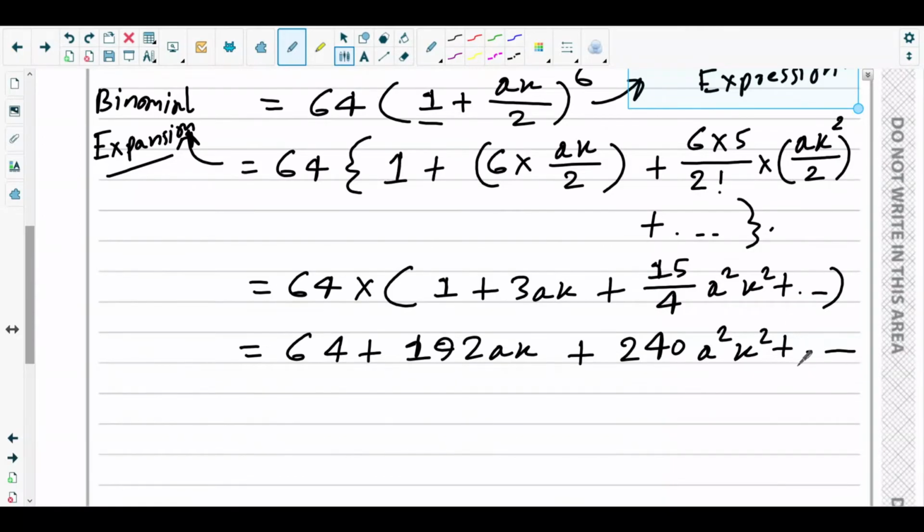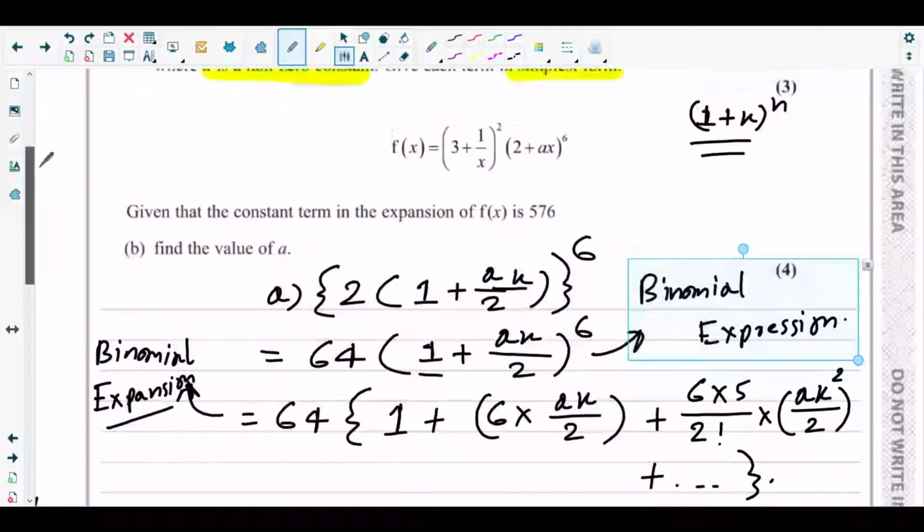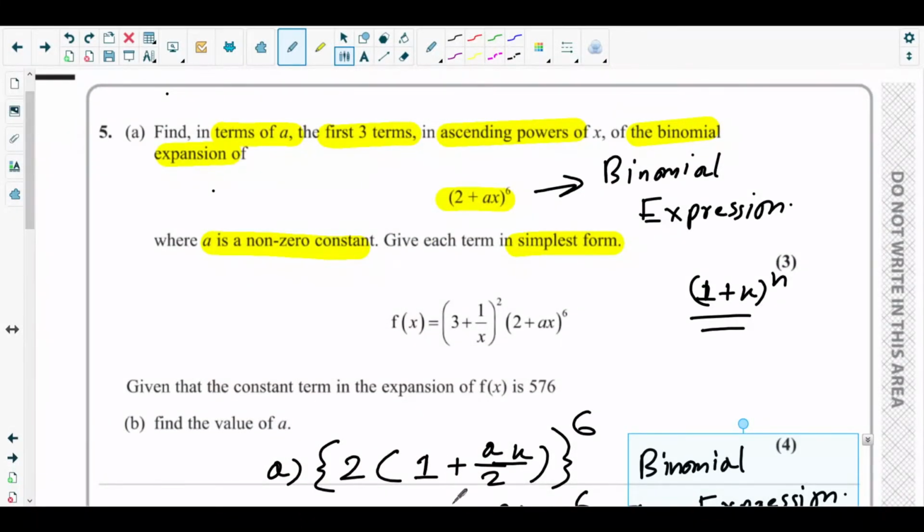Done. We got the first 3 terms of the binomial expansion, and that's exactly what part A of question number 5 has asked for. Okay, next is part B.